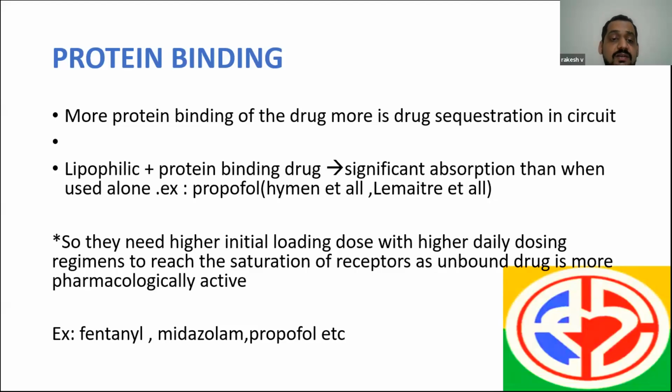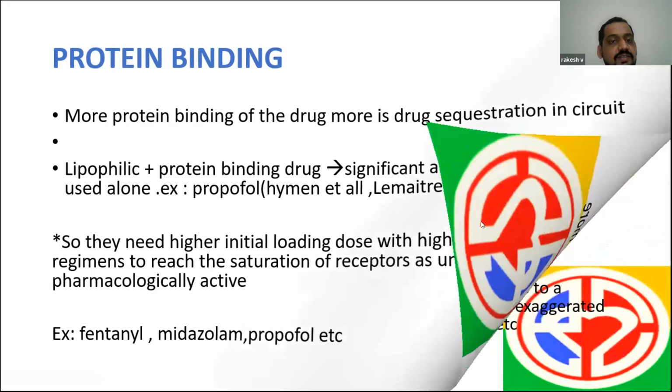So what is the problem? And this is the problem here. What's the solution for this? For drugs which are more lipophilic and more protein bound, we need to give higher initial dosages with higher daily dosages. Our target is to reach the particular saturation of the receptors. That's the main target here. Examples are fentanyl, midazolam, propofol, etc. All these drugs will require higher initial loading doses with higher daily doses.